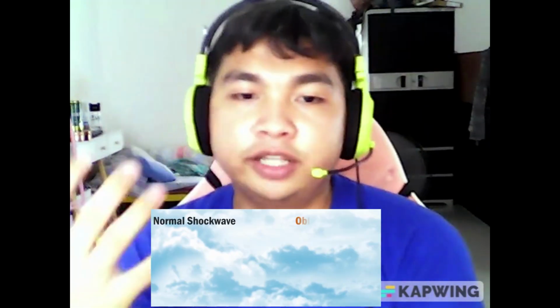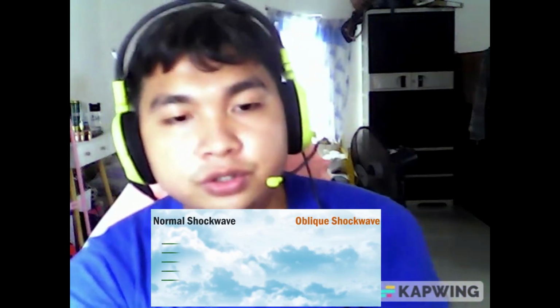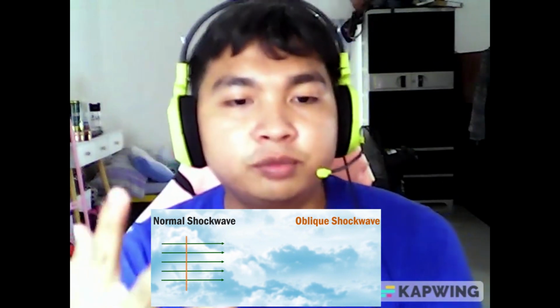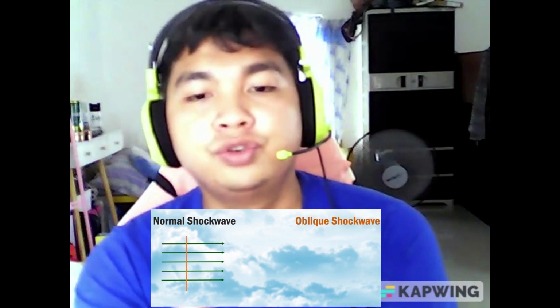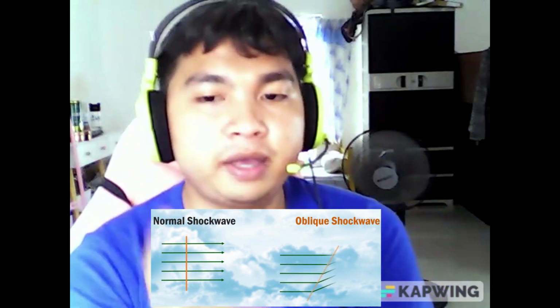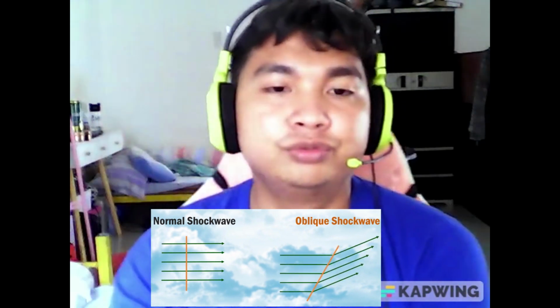This also has an impact on our aircraft, because the effect of shock waves on the aircraft is an increase in drag. To overcome this, our aircraft needs more thrust. Then there are two types of shock waves, normal shock waves and oblique shock waves. A normal shock wave forms perpendicular to the airflow, while an oblique shock wave forms at an angle to the airflow.